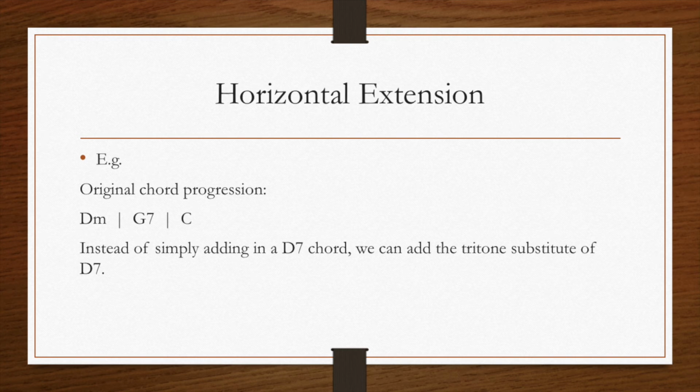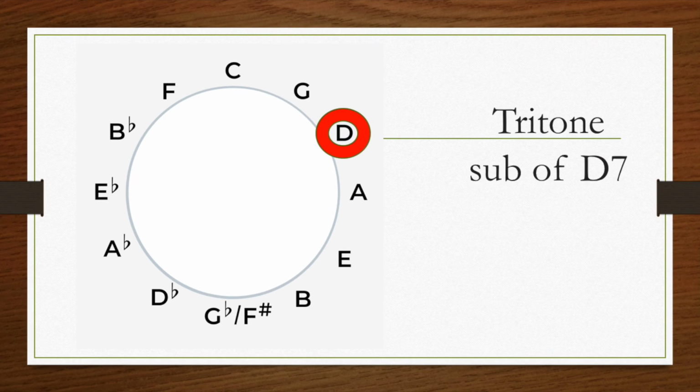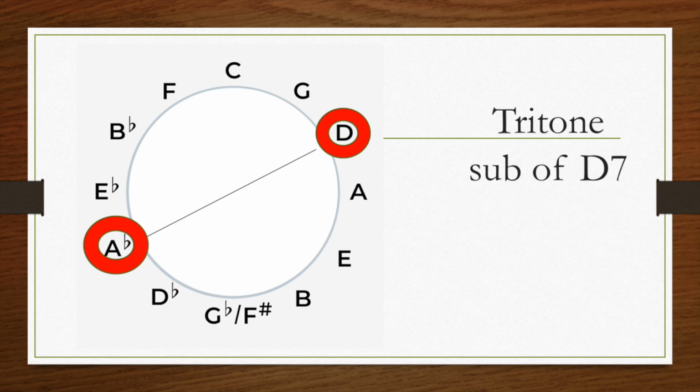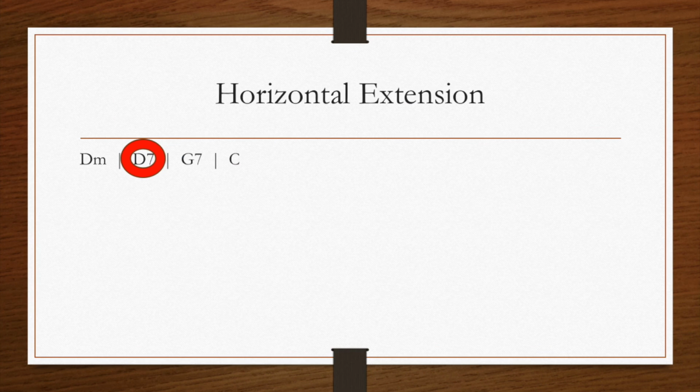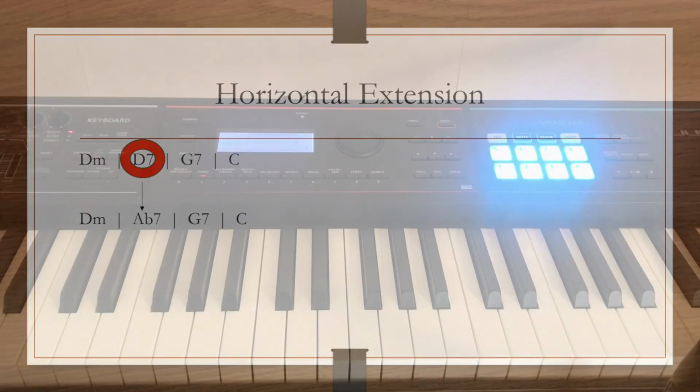However, we can take this one step further and do a tritone substitution of this D7. We could identify the tritone substitute of D7 using our circle of fifths and going opposite the circle, which brings us to A flat. So A flat would be our dominant 7th chord that we could insert into our chord progression before the G. So it becomes D minor, A flat 7, G7, C.